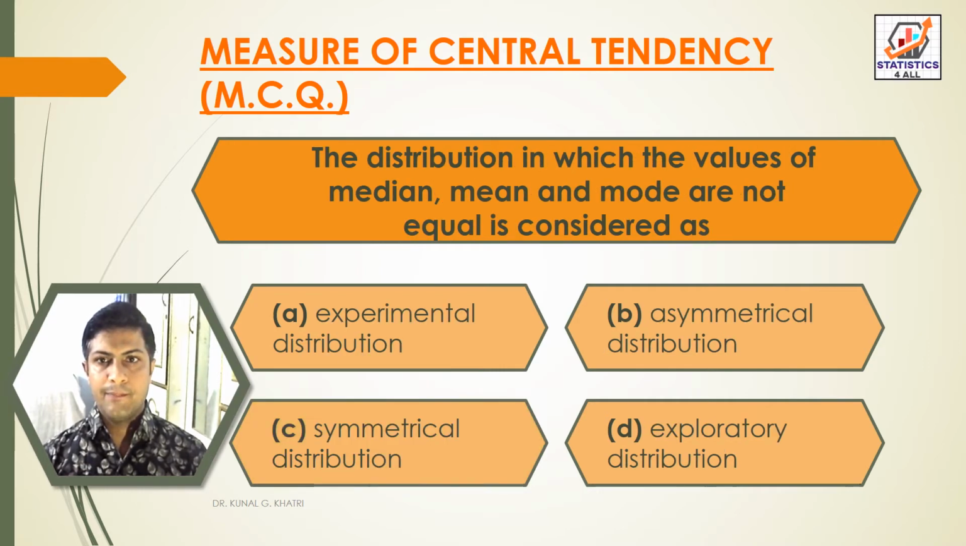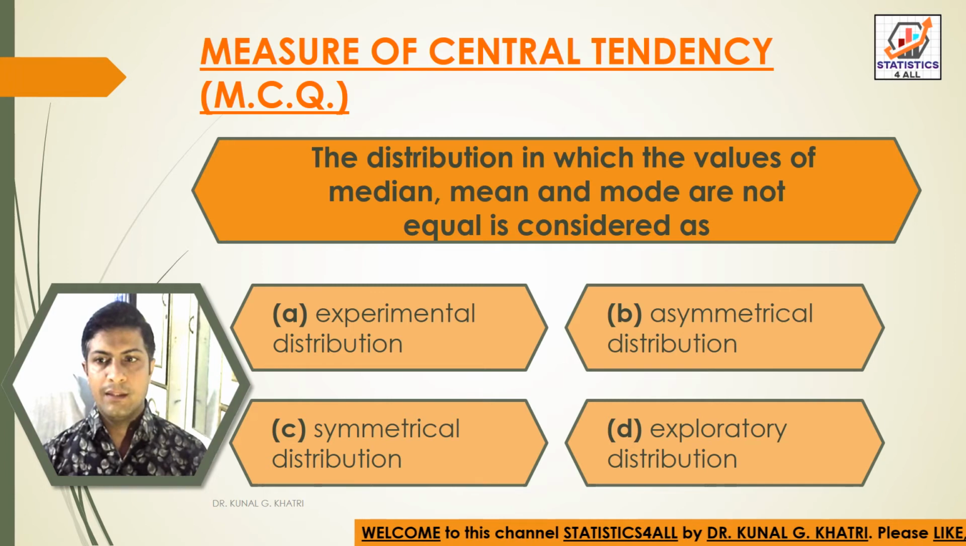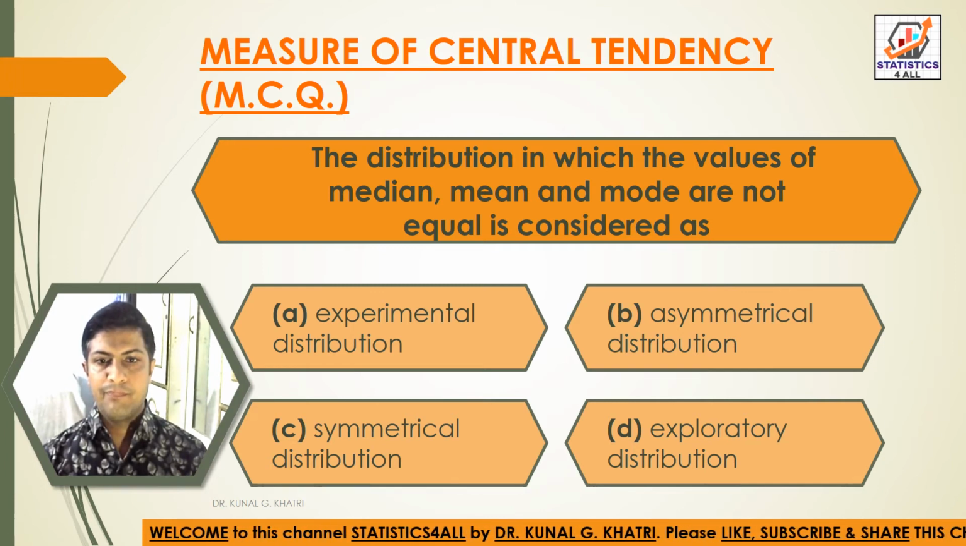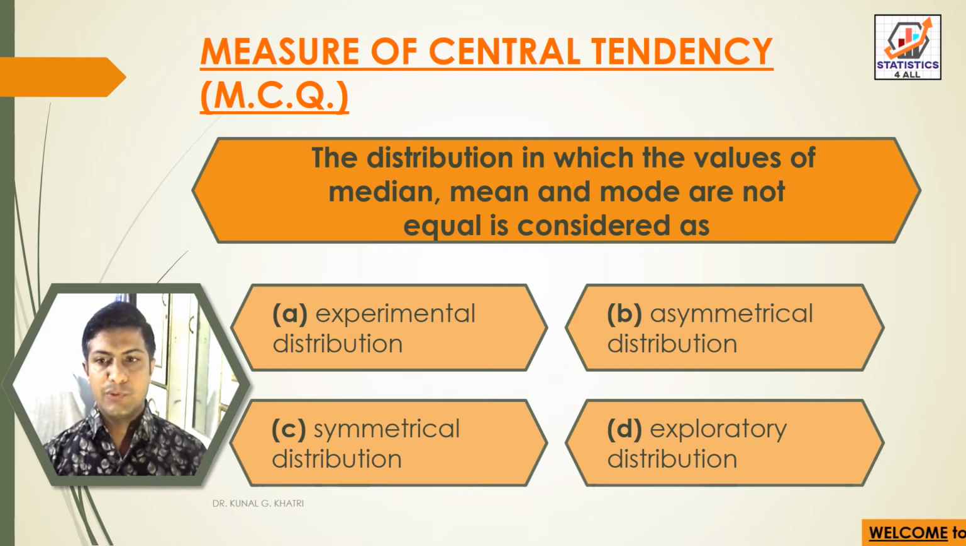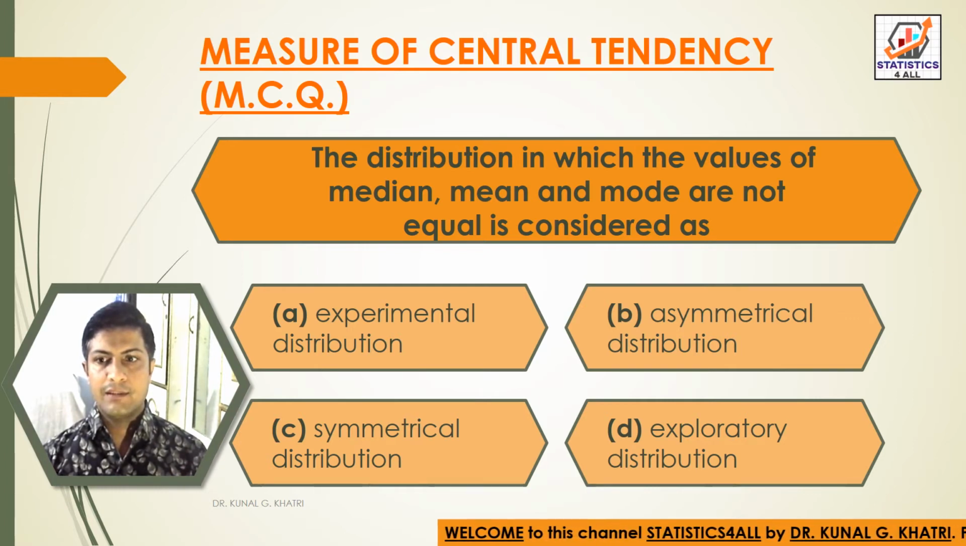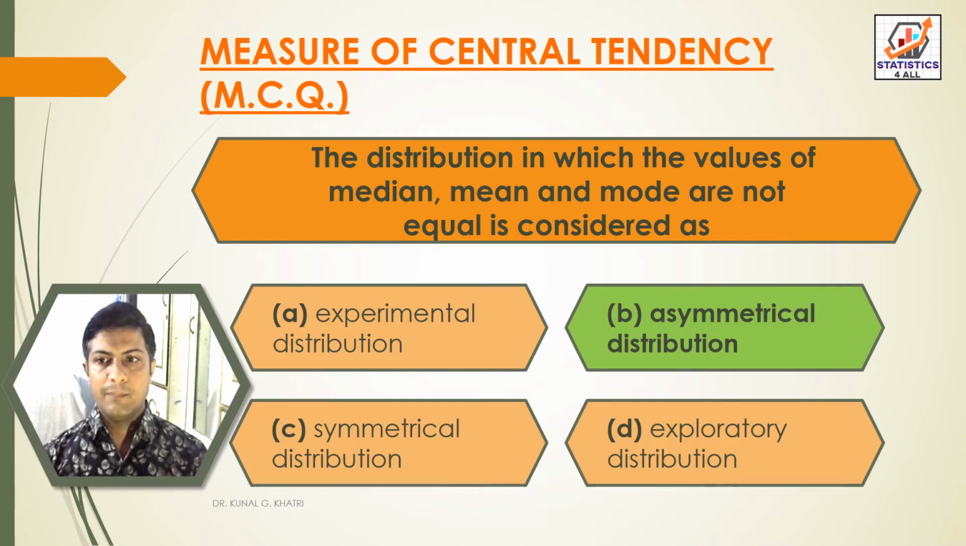Next question, the distribution in which the values of median, mean and mode are not equal is considered as option A, experimental distribution, option B, asymmetrical distribution, option C, symmetrical distribution, option D, exploratory distribution. So here we have answer option B, asymmetrical distribution. The distribution in which the values of median, mean and mode are not equal is considered as asymmetrical distribution.